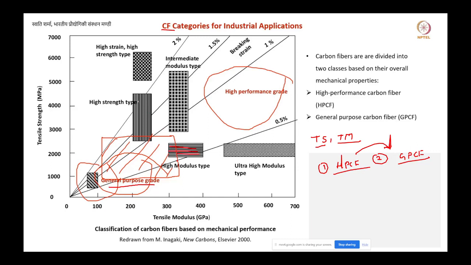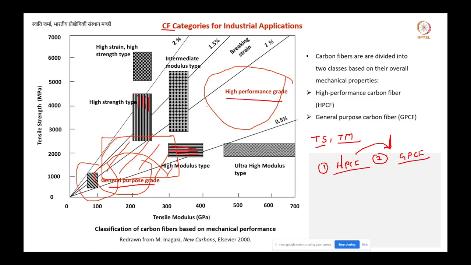Here, this is a high strength type where your fibers are aligned vertically, right? This is your high strain, high strength type. Basically, it's a mixing of both kinds of texture. Here it is an intermediate modulus type. Okay, so this is your high performance grade.